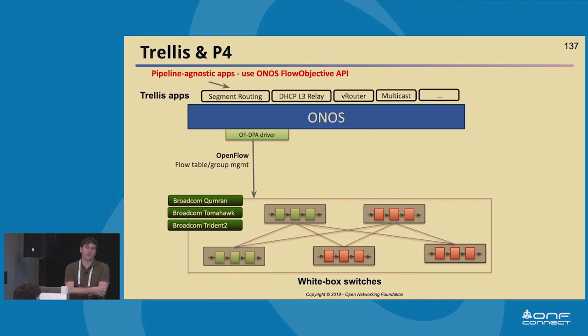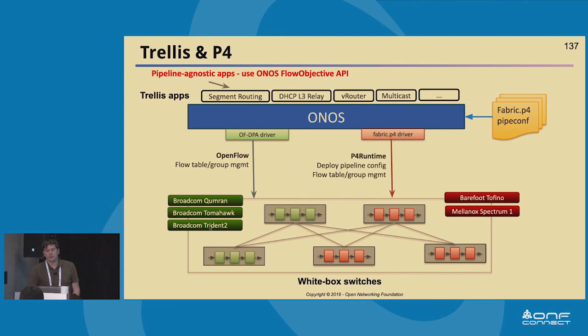Again, if you're not familiar with OF-DPA, you can think of OF-DPA as an OpenFlow agent running on top of Broadcom switches, so running on top of the Broadcom SDK, exposing a very specific pipeline. And today, Trellis works with different silicon from Broadcom, like Qumran, Tomahawk, Trident 2. Thanks to P4, we were able to add support for other types of ASICs in Trellis, such as Barefoot Tofino, and we also demonstrated support for Mellanox Spectrum 1.